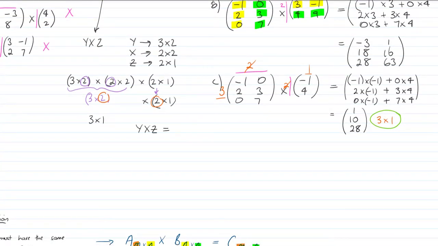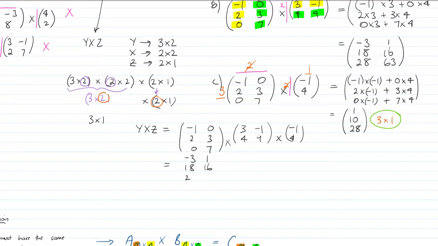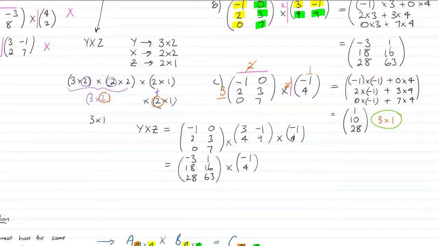We've done some of this work already. So yx is -1, 0, 2, 3, 0, 7 times by 3, -1, 4, 9. So that's being a bit funny. And times by z, which is -1, 4, 3, -1 there. We've already done yx, which gives us -3, 1, 18, 16, 28, 63. And we multiply that by -1, 4. And we can do that multiplication.